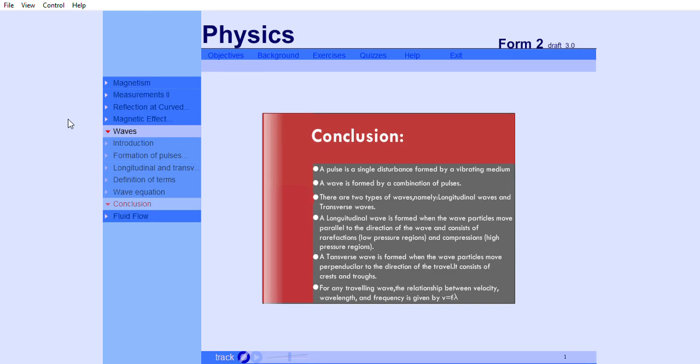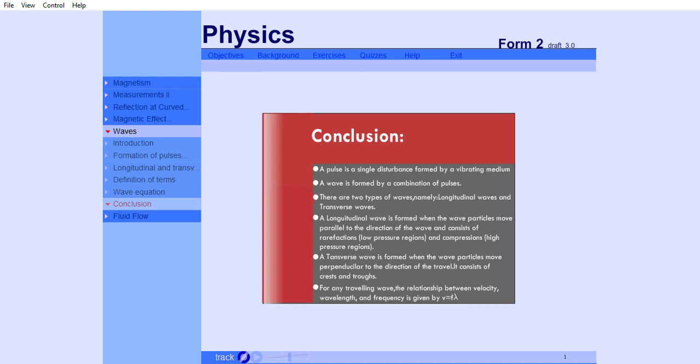A longitudinal wave is formed when the wave particles move parallel to the direction of the wave and consists of rarefactions, that is, low pressure regions, and compressions, that is, high pressure regions. A transverse wave is formed when the wave particles move perpendicular to the direction of travel. It consists of crests and troughs.